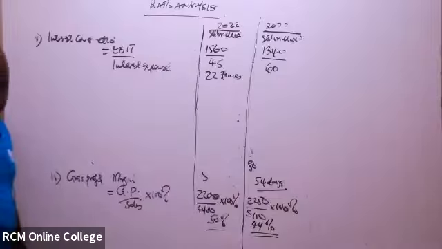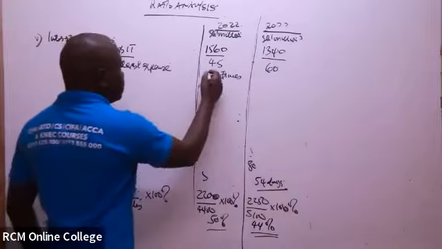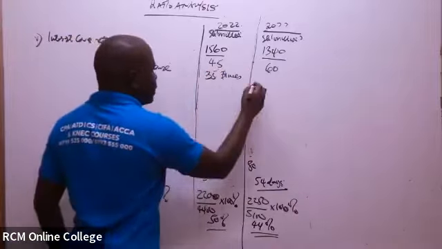So for 2022, it is 35. This one is 35. Then this one is 22.